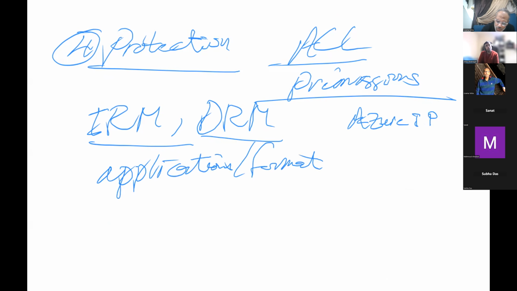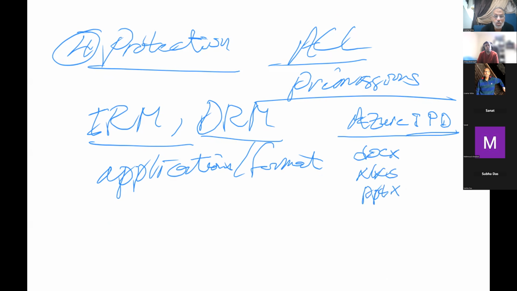Frankly speaking, I cannot remember. It may be protection data or whatever. But it is Azure Information Protection. Sorry? It is Azure Information Protection. Okay.